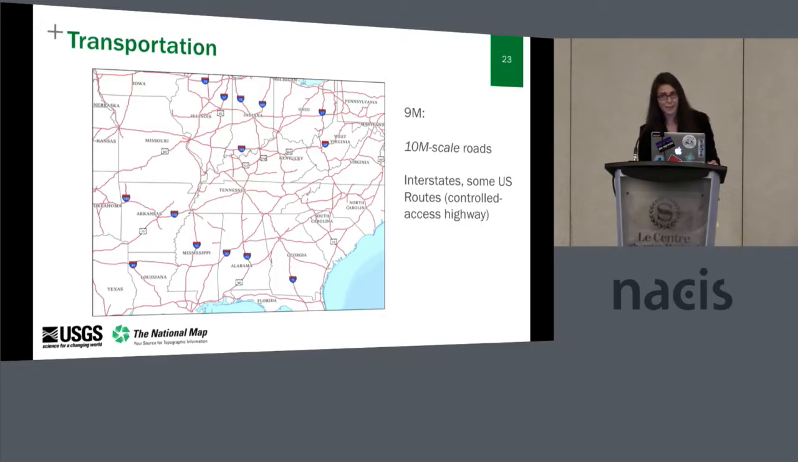So just an example of some of the weird data stuff that I have to deal with. This is at 1 to 9 million scale. I'm using our 10 million scale road data set for North America. This set has kind of a hierarchy, a functional road classification. And at this scale, if I showed all of the roads, it would actually be too much data. So I filtered out just controlled access highways, which is interstates and some US routes.